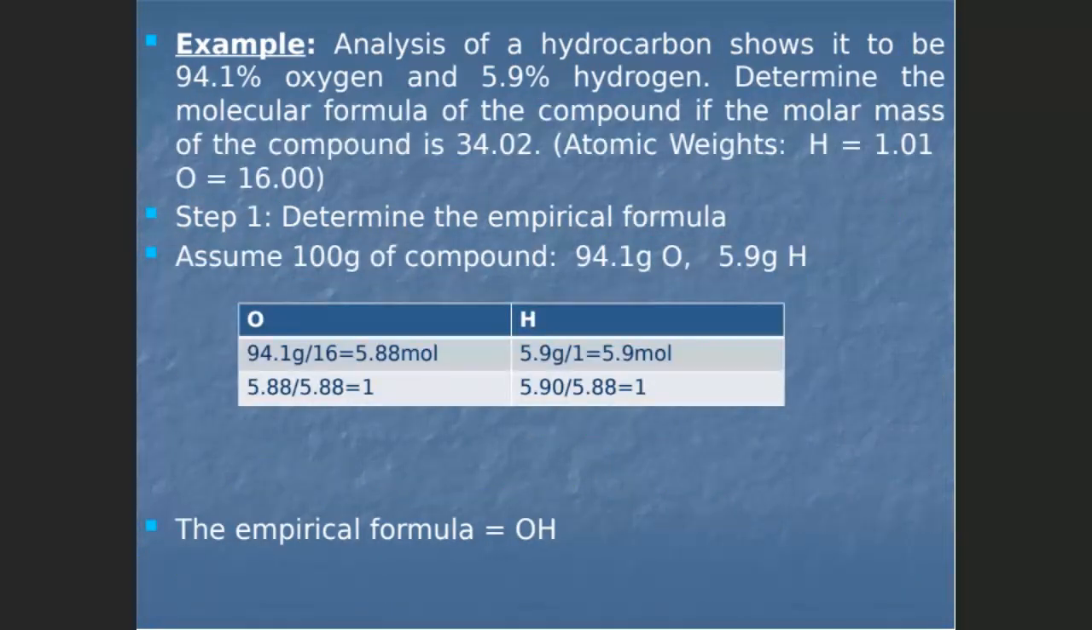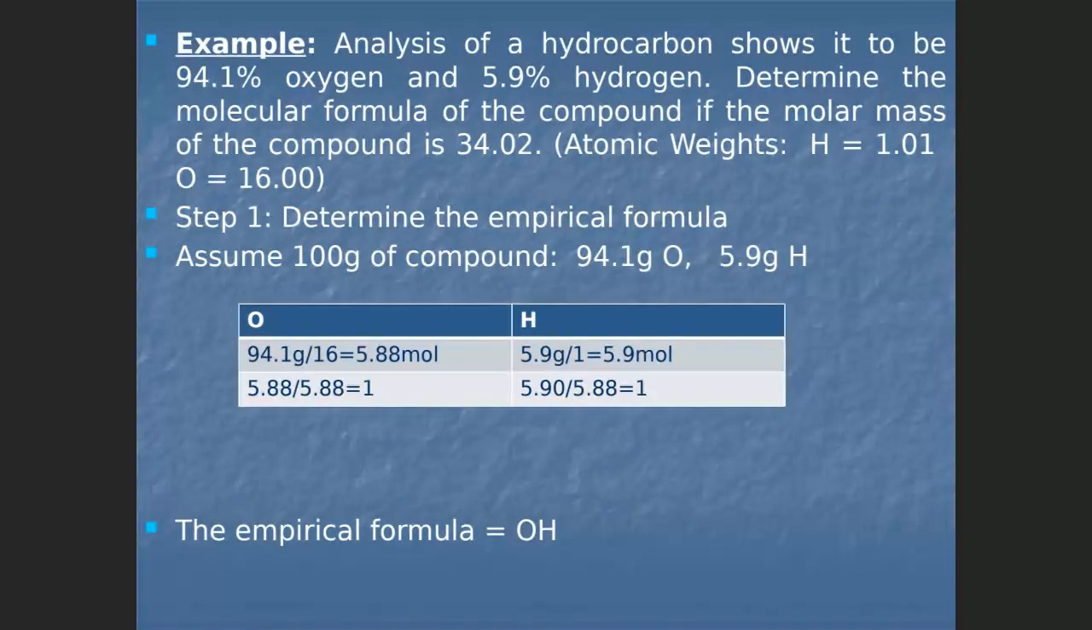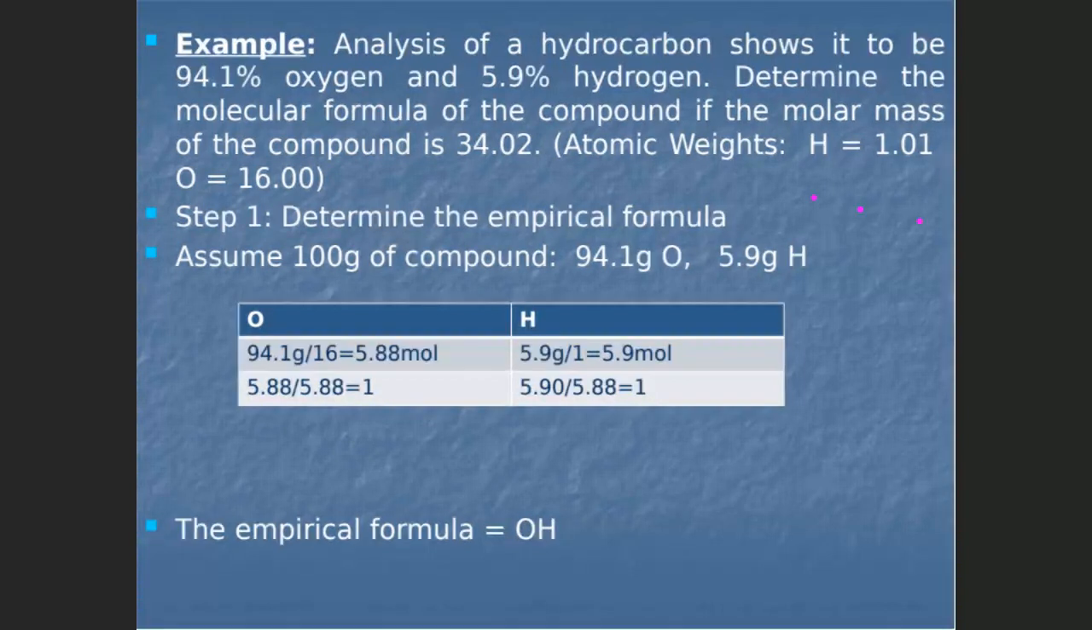Let's see some examples. Analysis of a hydrocarbon shows it to be 94.1% oxygen, 5.9% hydrogen. Determine the molecular formula of the compound.